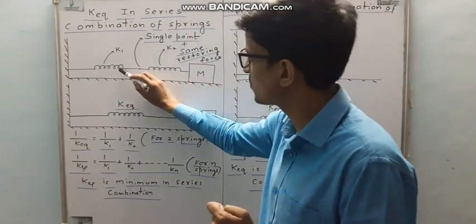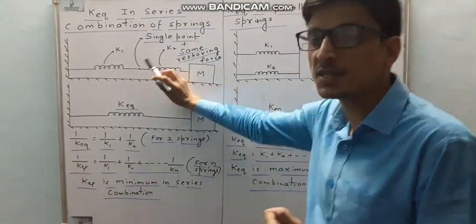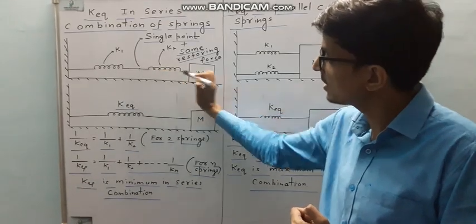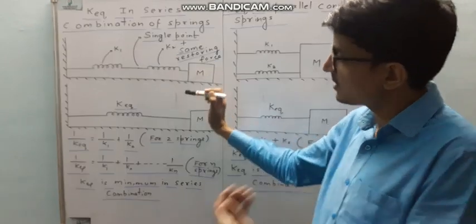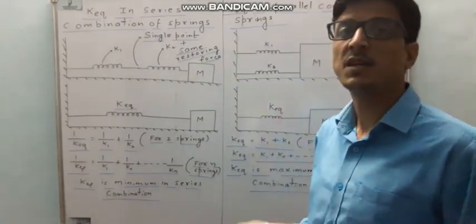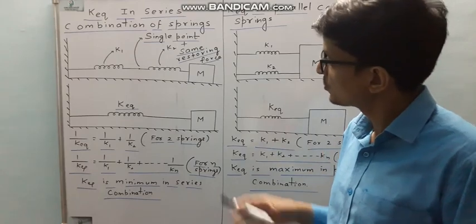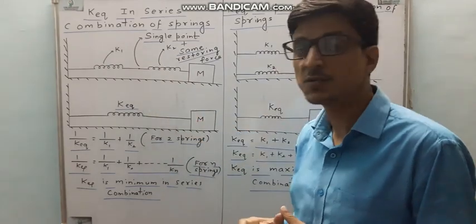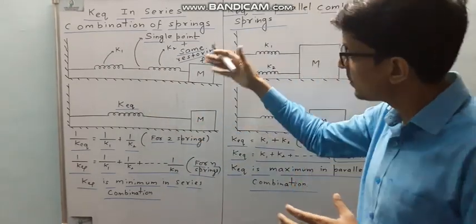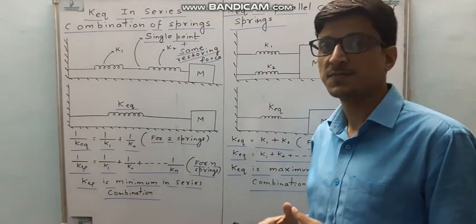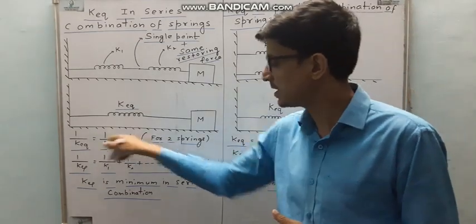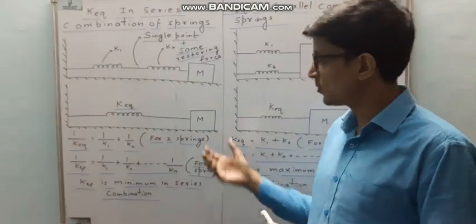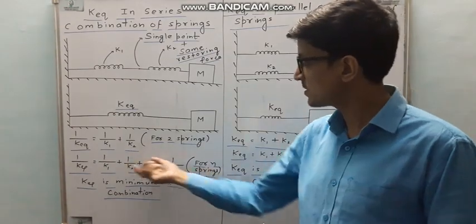Just like here there are two springs, K1 and K2 are the spring constants, and there is a single point connecting these two springs, and they are connected to the mass. If there is such a combination, then we say springs are connected in series. Suppose we replace these two springs by a single spring having spring constant K equivalent. By equating the forces in the two cases, we have 1/K equivalent = 1/K1 + 1/K2 for two springs, and for n springs you just add them up to n.